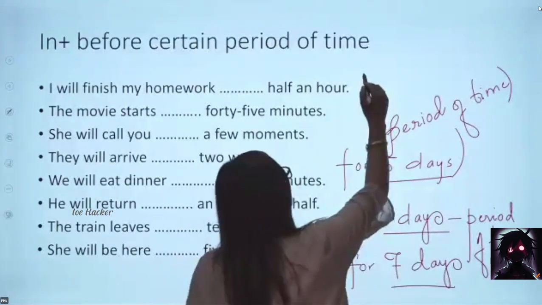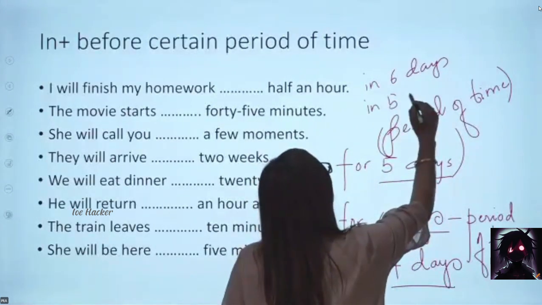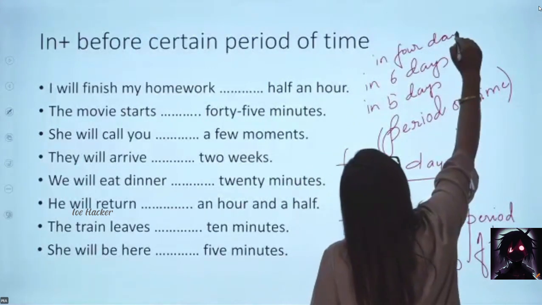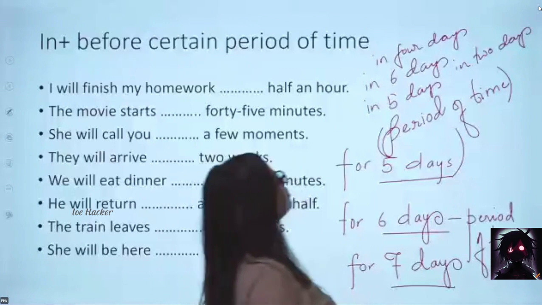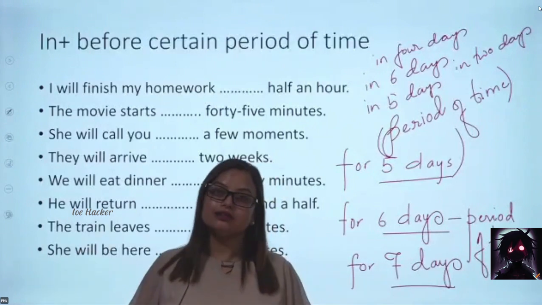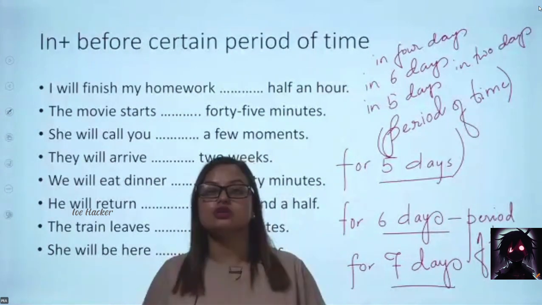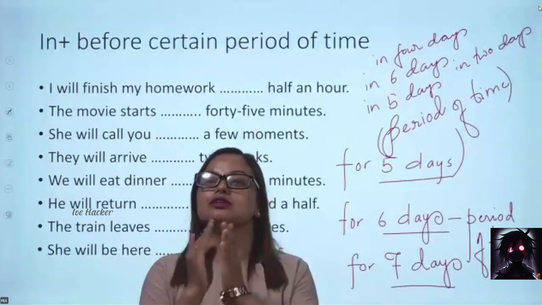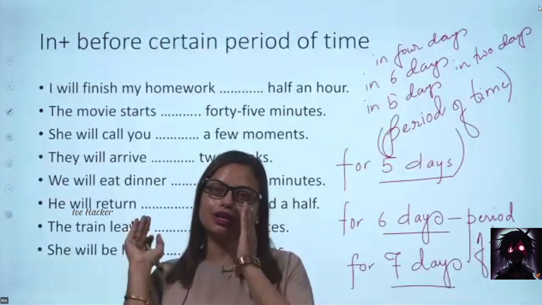Let me show you. In 6 days, in 5 days, in 4 days, in 2 days. Now look here. In 4 days, in 5 days, in 6 days, for 5 days, for 6 days, for 7 days, for months, for ages, in months, in ages. See, in is also used for a period of time, and for is also used for a period of time. But what is the difference? Where should we put in? Where should we put for?